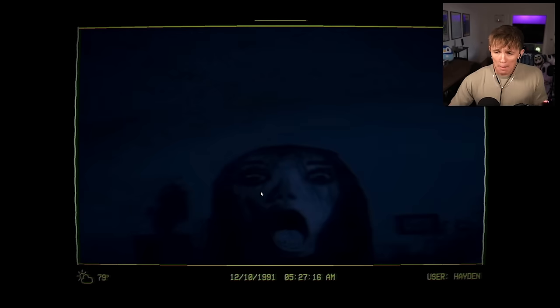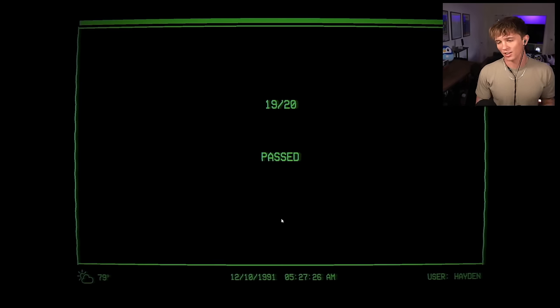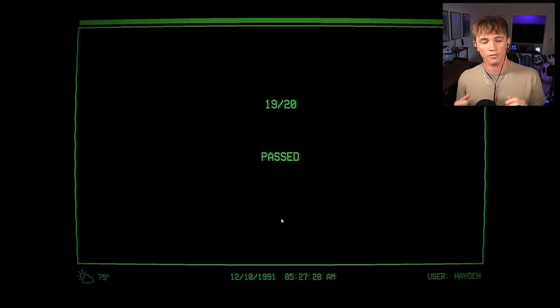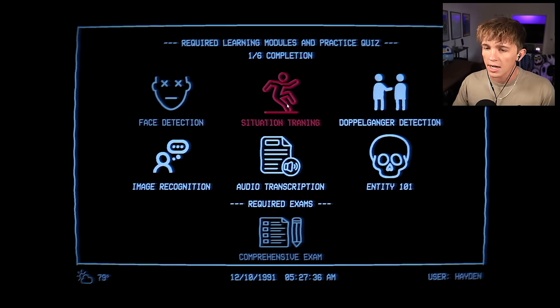I clicked the maze! There was two of them! Sorry! Okay. 19 out of 20. That's so cringe. It should have been 20 out of 20. I clicked the face. I just didn't click the face. Oh, damn. That bitch shouted at me. Okay. One down. 1 out of 6 completed.